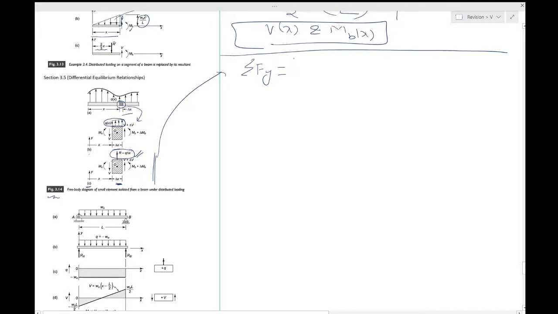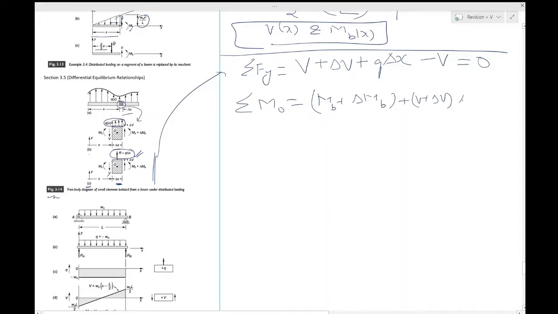So you will have a summation. For C, this is what you want to write the equilibrium equation. One is V plus delta V plus q delta x. Okay, this is all acting upwards. Then there is a V acting downward over here, so that is equal to 0. And similarly, now you would balance the moment about O. Okay, so one is clearly the right hand side, which is M_B plus delta M_B. That's one. Then the other would be V plus delta V, and the lever arm for this is delta x by 2.